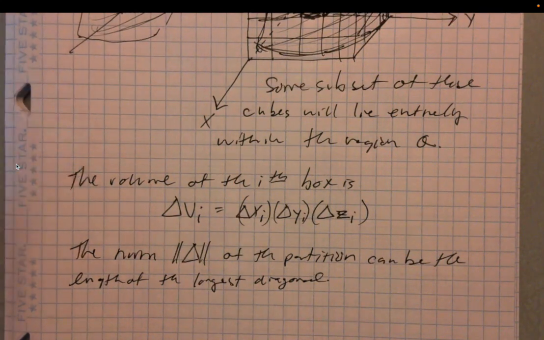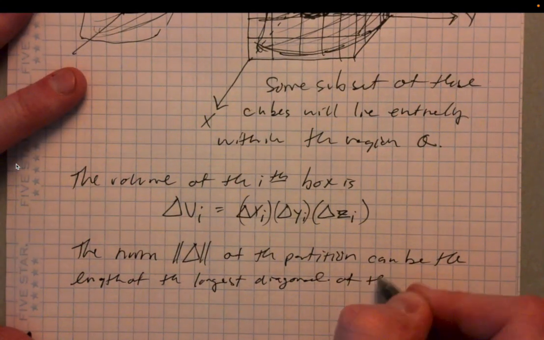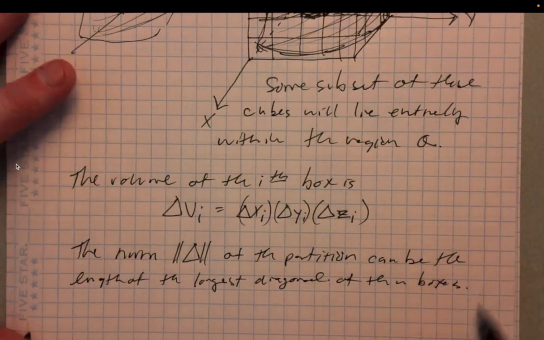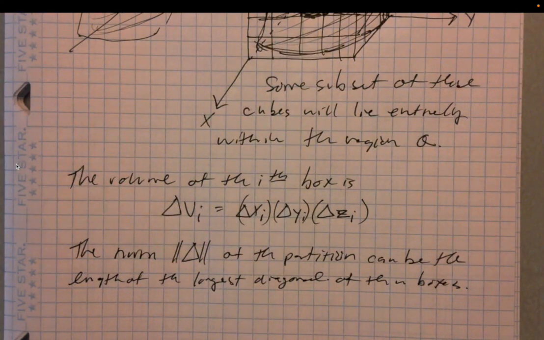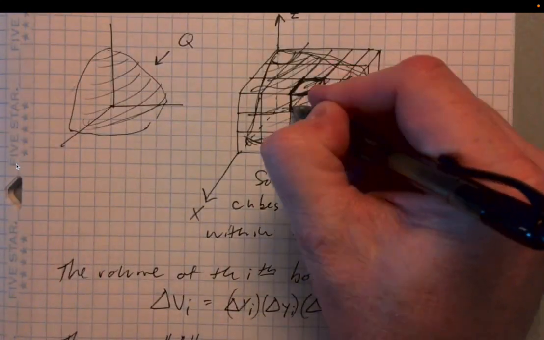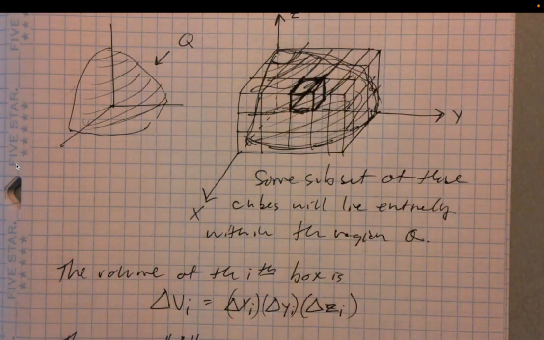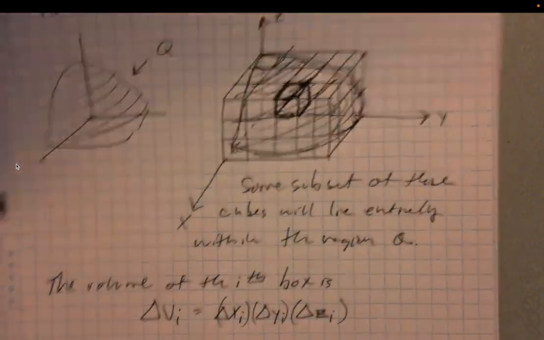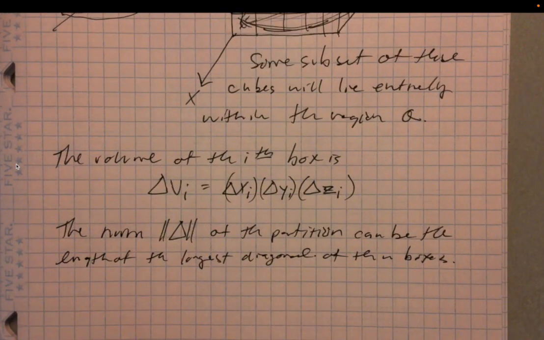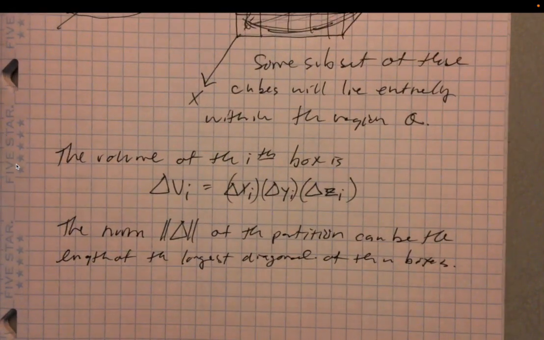Okay, it can be the length of the longest diagonal of the n boxes. Right, so there's something we can define such that we know when the norm is going to 0 and when it's arbitrarily small, and it's going to be the length of this longest diagonal. And so there's some diagonal in here. Okay, and so we've got an approximation for each of the cubes. The cubes and the collection of all the cubes that form the partition are an approximation of the volume.